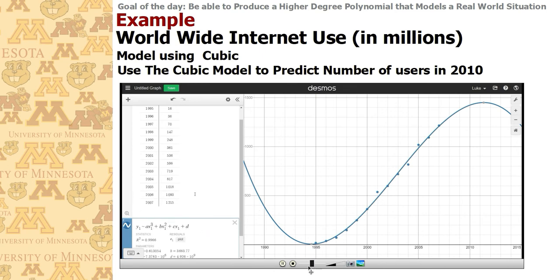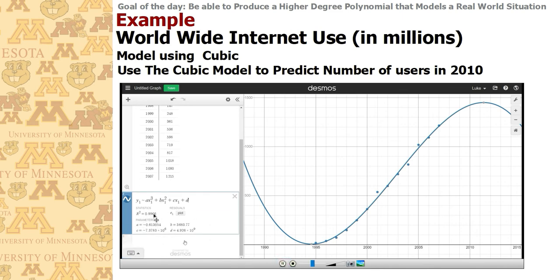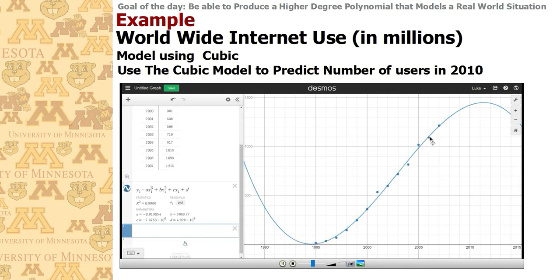And if you look at this model, pause it here. If you look at this model, it looks very good, right? This blue line follows my points pretty well. And if you look here at the r squared value, it's 0.9966, right? And 1 is like a perfect model, like the data is perfectly on the line. And so 0.9966, that's very good. These points are very close to this line.